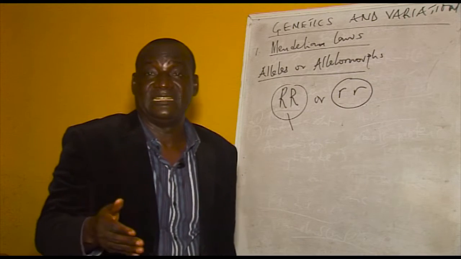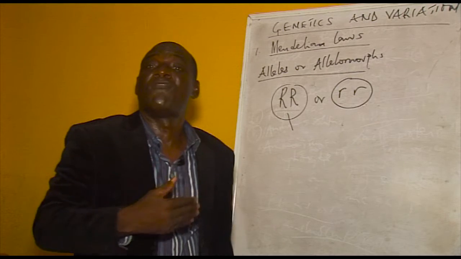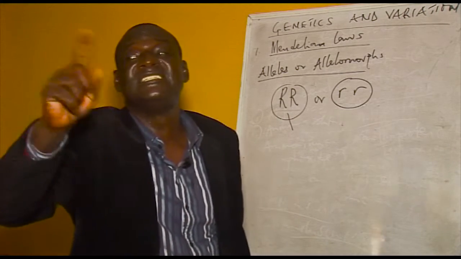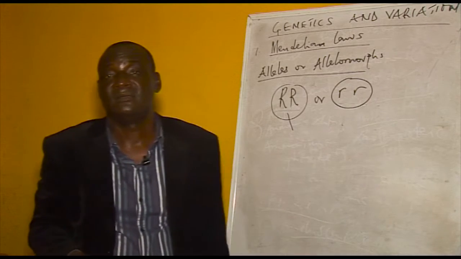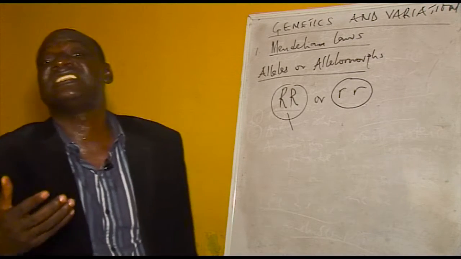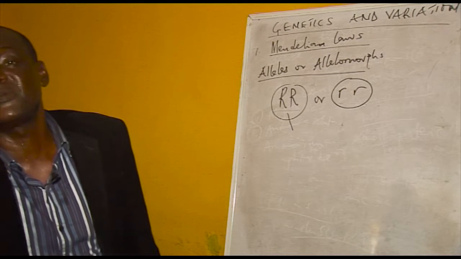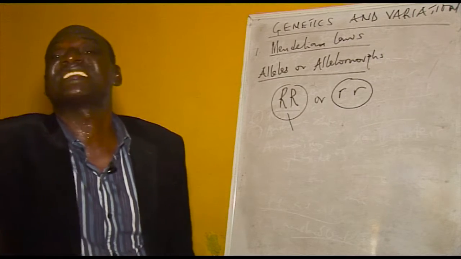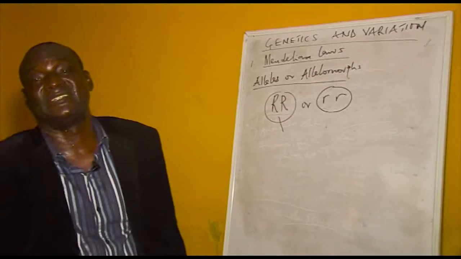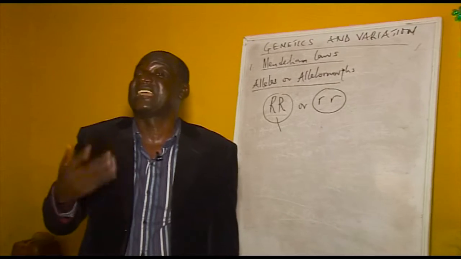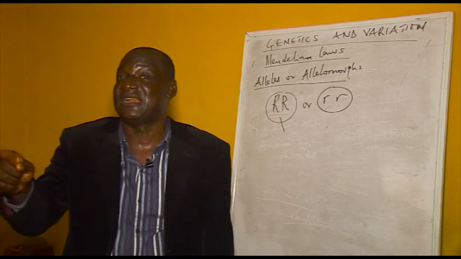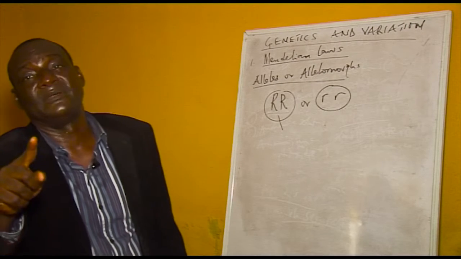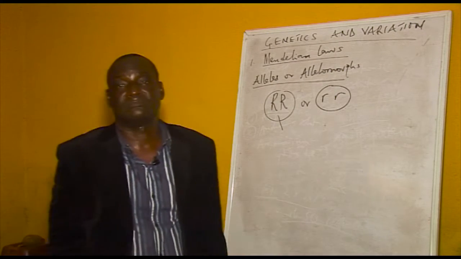Now, genotypically, it is possible for identical twins to be the same physically, but different genotypically. That is, the total sum of genes found in the offspring of the same parents are different. So it's telling us that children of the same parents, genotypically, are different. They may have the same physical appearance, but they may have different genotypes, that is, different genetic constitution.